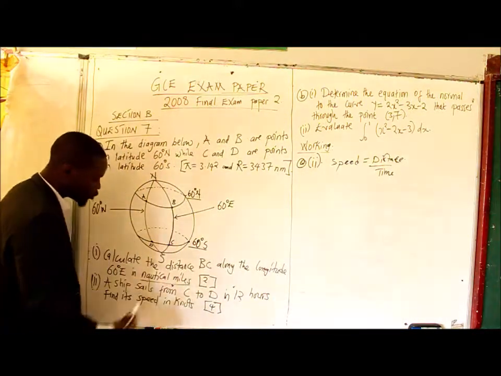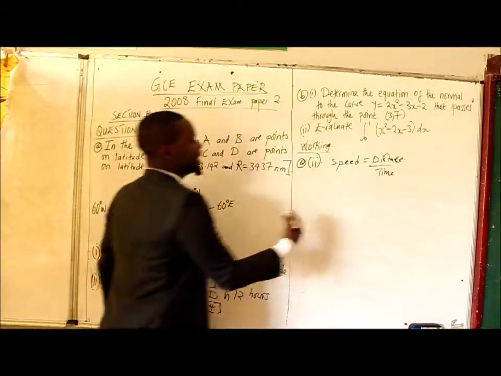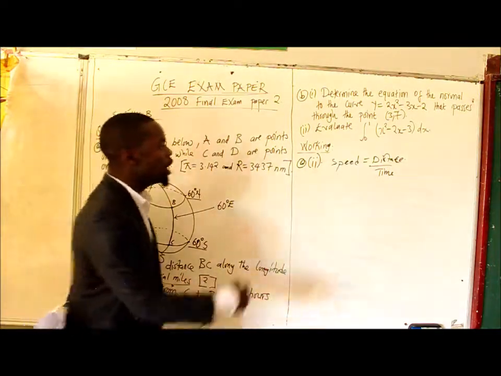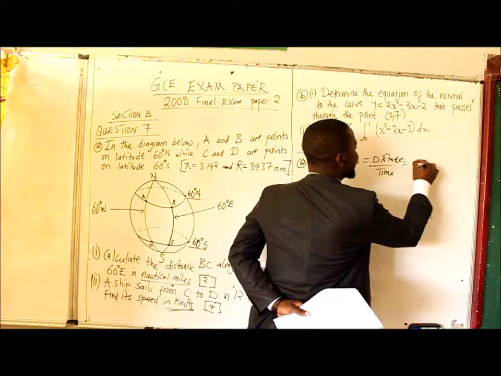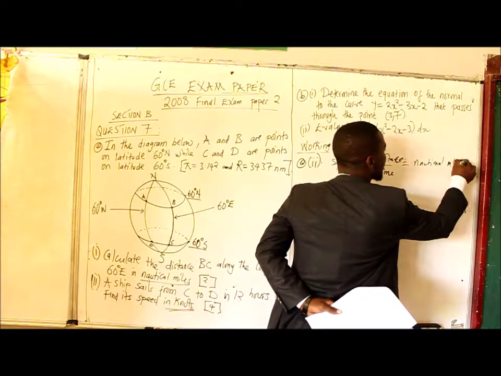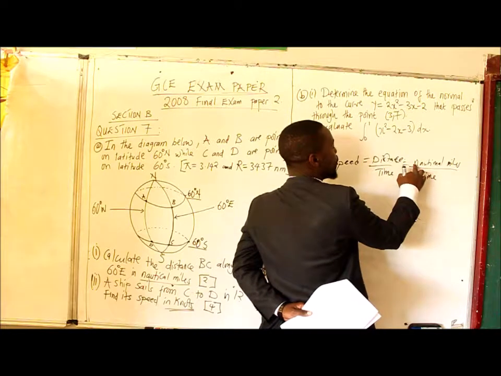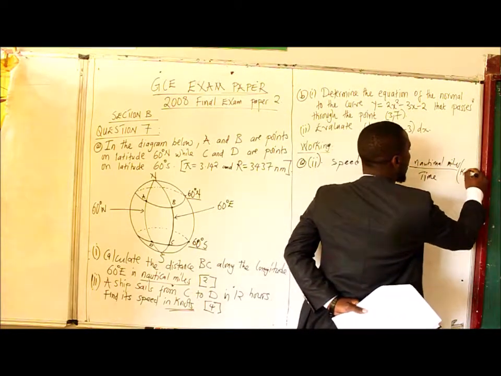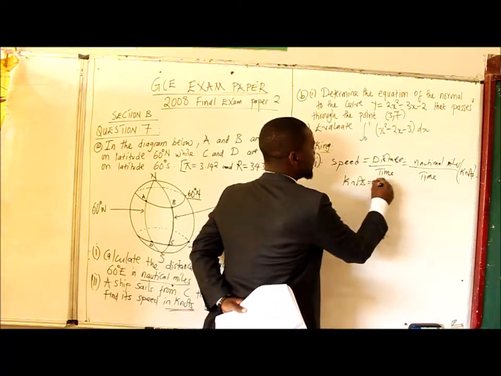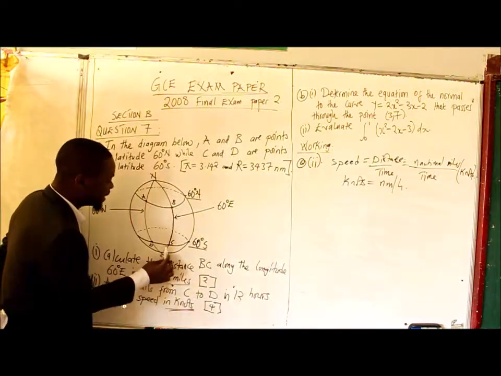Now, they want us to calculate the speed in knots. Knot is the distance in nautical miles per hour. So our distance should be in nautical miles, and then of course we have the time. So distance in nautical miles over time is what we call knots. So knots, in short, is nautical miles per hour. Let's calculate the distance CD in nautical miles.